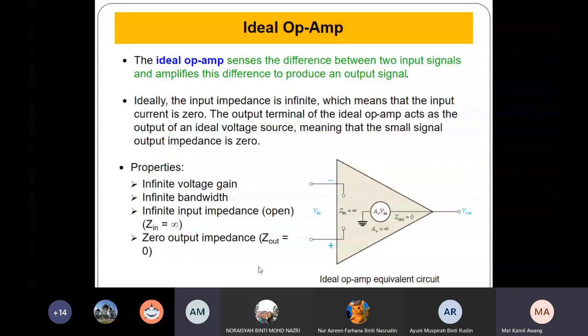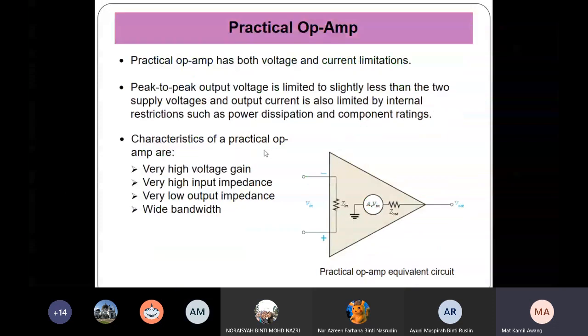So peak-to-peak voltage is limited to slightly less than the two supply voltages. If it's plus 10 and minus 10, the peak-to-peak value is actually in between, less than 20. Cannot be more than 20.